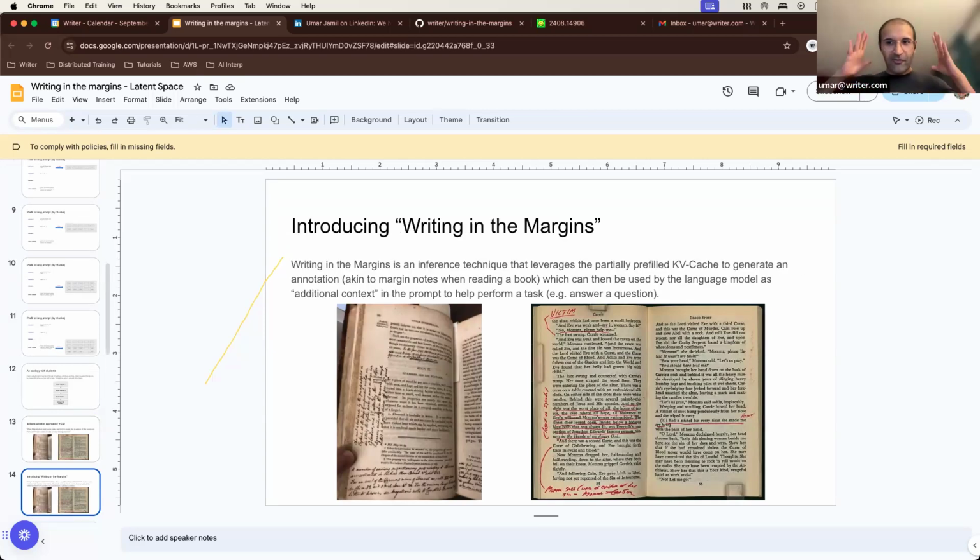Because for very long prompts, we are already forced to split the prompt into multiple chunks to do this chunked prefill, why not leverage the partially prefilled KV cache to generate some annotations that can then be leveraged to improve the model's capability of extracting information from this prompt?